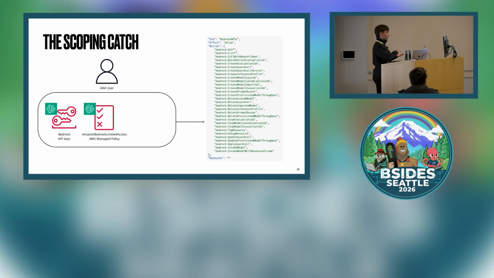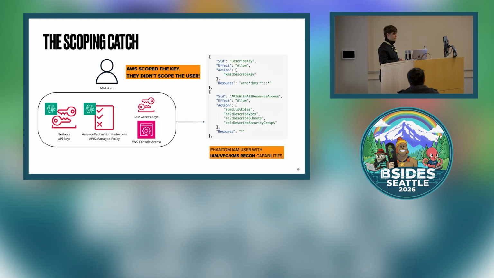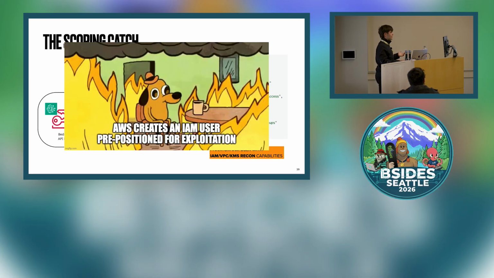As I told you before, the API keys can only be used within the Bedrock service. So AWS scoped the keys. With those API keys, we could do all these actions in Bedrock, which are admin actions. But what happens if someone creates IAM access keys for that user? That person could actually use all these reconnaissance permissions, and AWS didn't scope the user for that specific use case. So again, AWS created an IAM user primed for exploitation every time that you create a long-term API key.